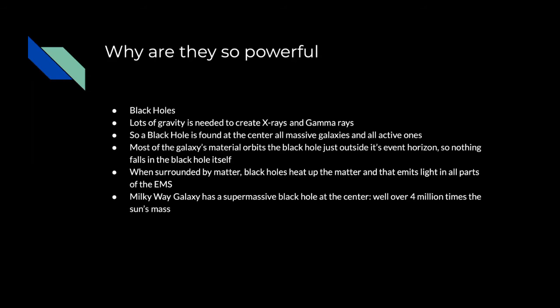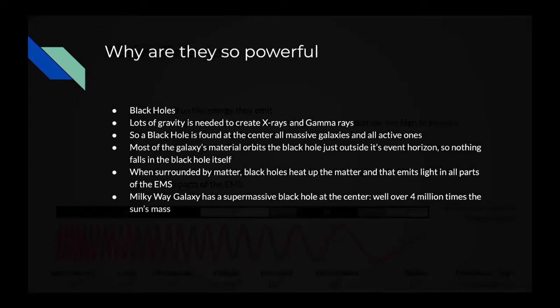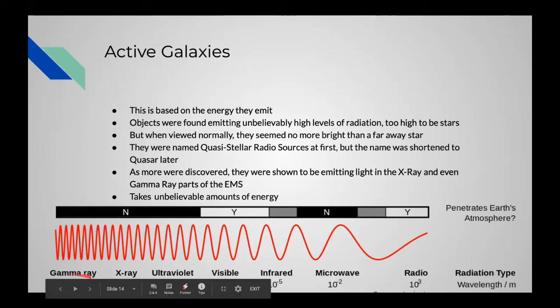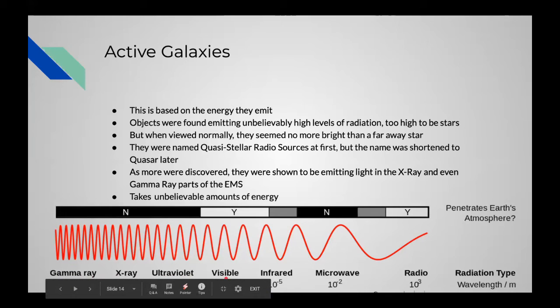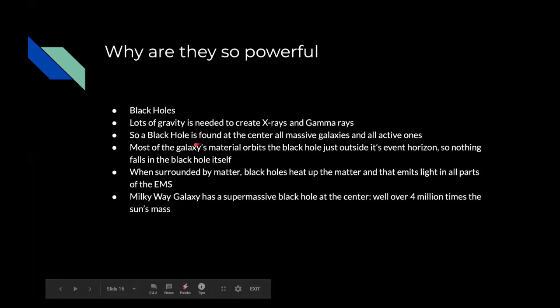But the thing is, when surrounded by matter, black holes actually heat up the matter due to the speed at which the matter orbits the black hole. And that matter emits a lot of light in all parts of the electromagnetic spectrum. So they emit light in the form of gamma rays, X-rays, ultraviolet rays, visible light, you know, red, blue, green, all those colors, infrared light, microwave light, and radio waves. And to emit light in radio waves, gamma rays and X-rays, you need unbelievable amounts of energy. Therefore, only a black hole can produce that.